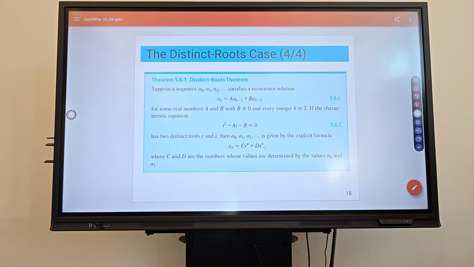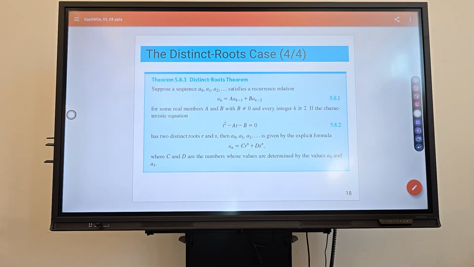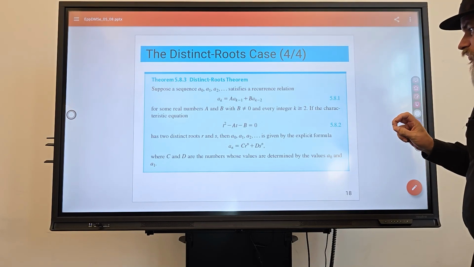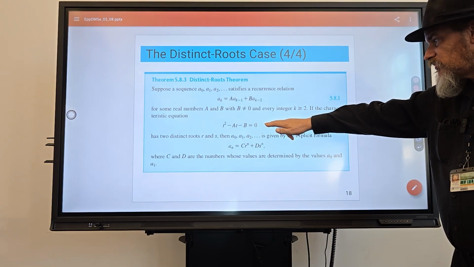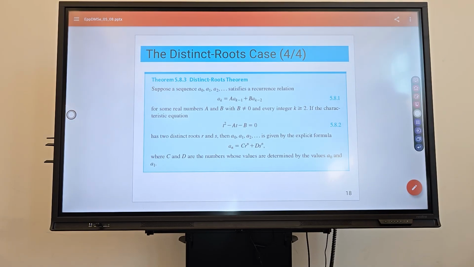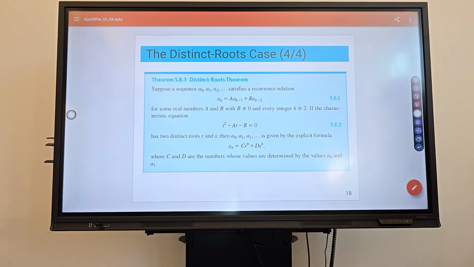Theorem 583, the distinct roots theorem. Suppose the sequence A satisfies the recurrence relation given here for some real numbers a and b with b not equal to 0, and every integer k greater than or equal to 2. If the characteristic equation t squared minus at minus b equals 0 has two distinct roots r and s, then the sequence A is given by the explicit formula here, where C and D are the numbers whose values are determined by the values A sub 0 and A sub 1.